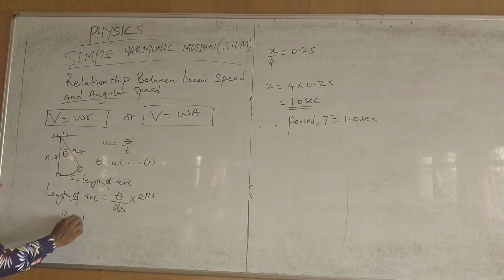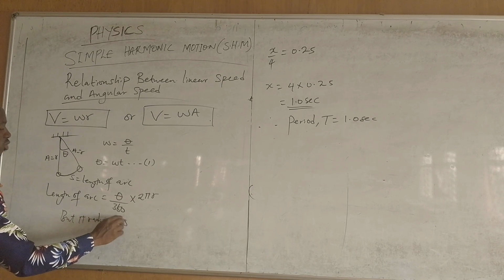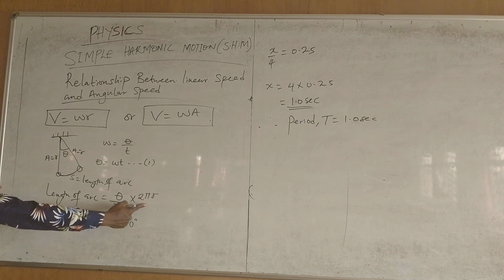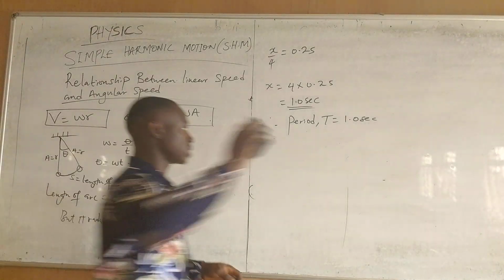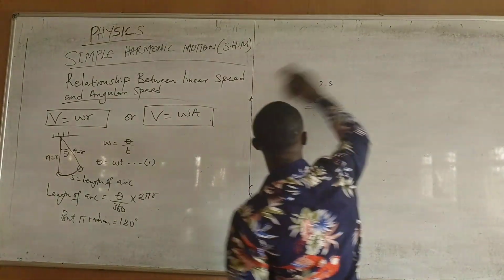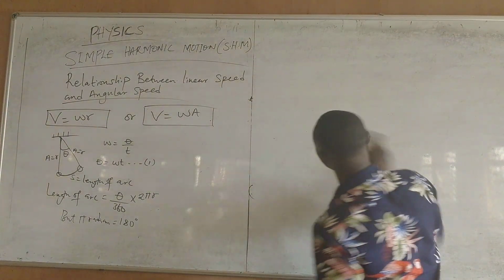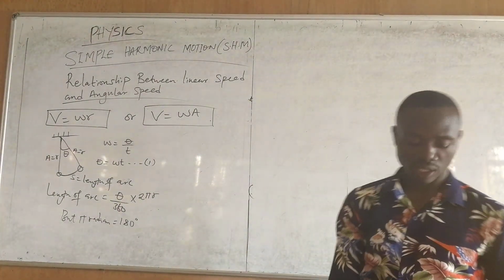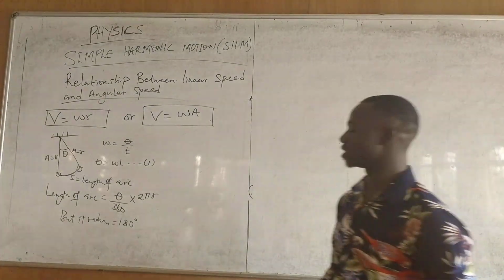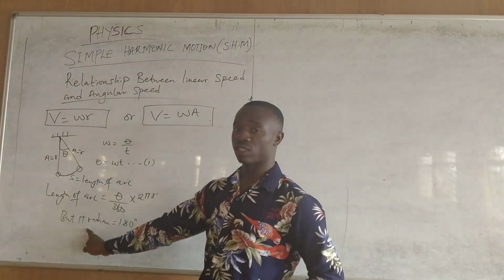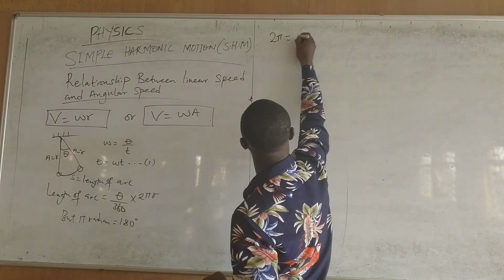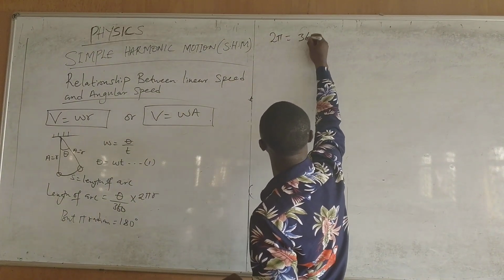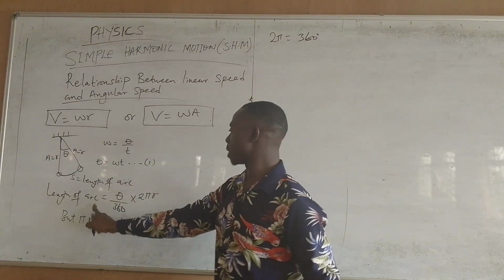But we are using pi radian. And pi radian is equal to 180 degrees. This pi is a radian, please. If you are conversant with further mathematics, pi radian is 180 degrees. The equivalence of pi radian in degrees is 180, such that 2 pi radians will be equal to 360 degrees. So let's go back to this equation.